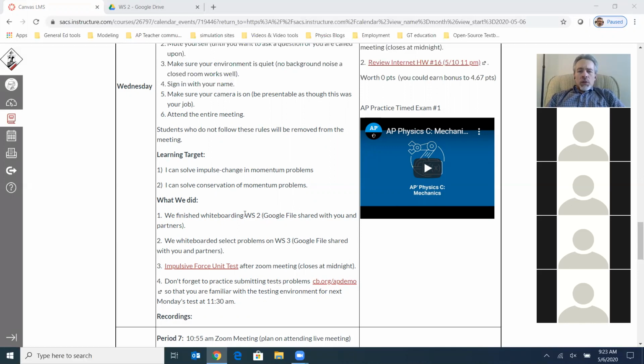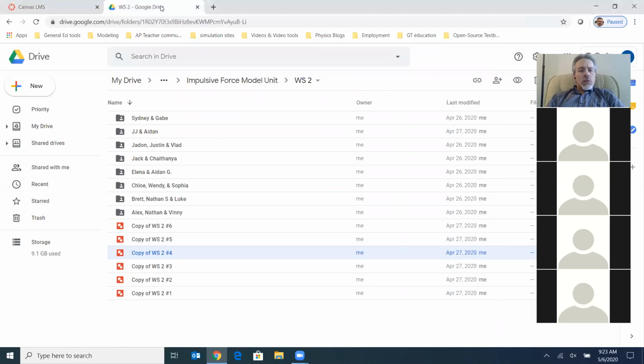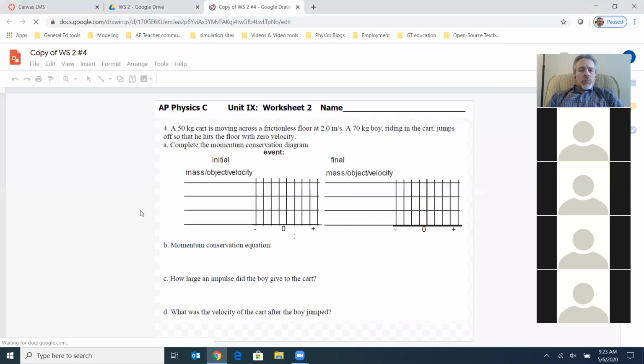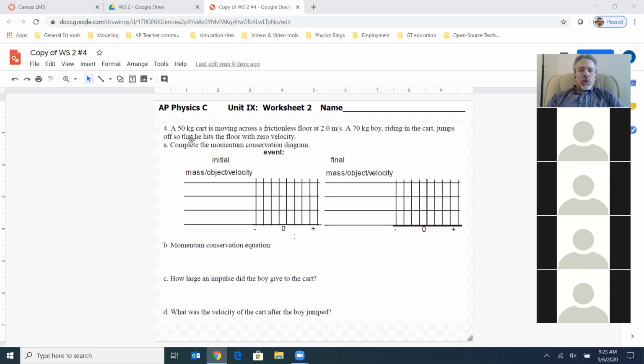Okay, so I've already shared with you last week worksheet 2, and we've done most of the problems on here, but I don't think we've done problem number 4 yet. Number 4 is we have this cart that's moving across the floor at 2 meters per second. And there's this boy that's riding on it, and he jumps off of the cart and he hits the floor and he's not moving at all, so his speed is 0. So what you have to think about is what the event is. You know, that's where you're looking at the before and the after momentum of the system.